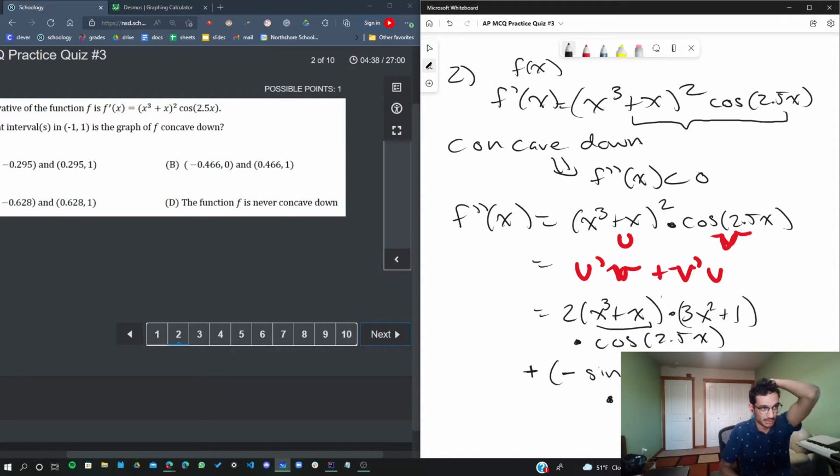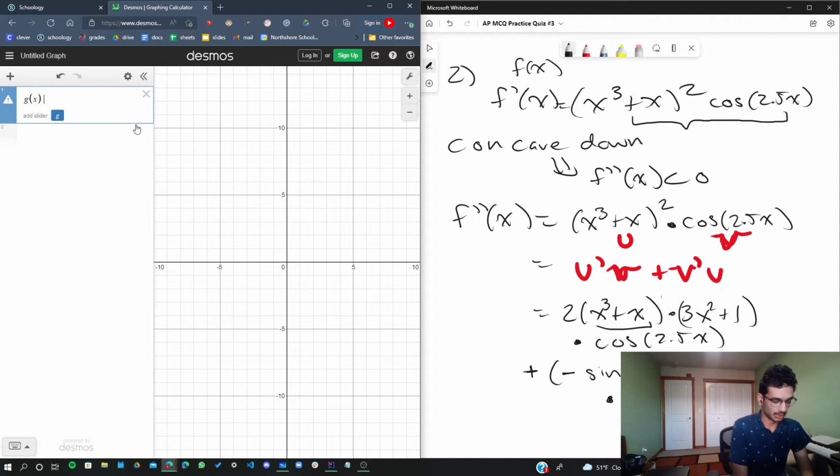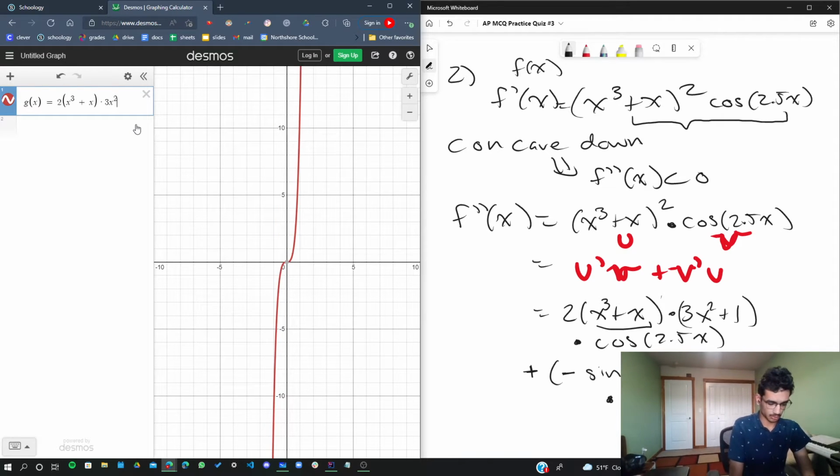Okay, so I need to see when this is less than 0. So now I'm just going to go to my Desmos right here, and I'm going to call this g. G is going to say 2 times x cubed plus x, times 3x squared plus 1.